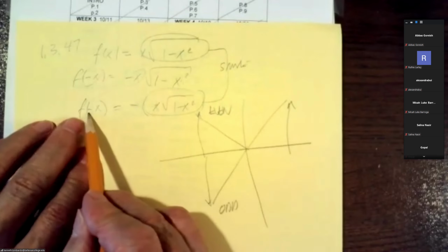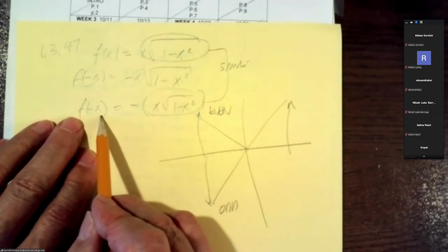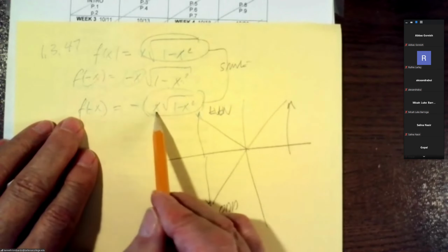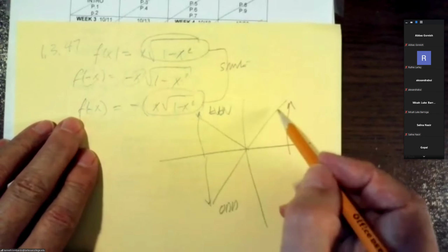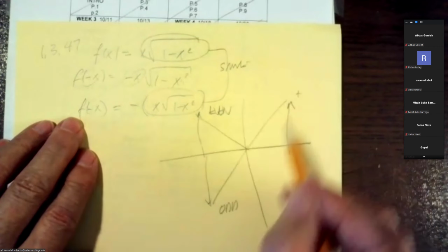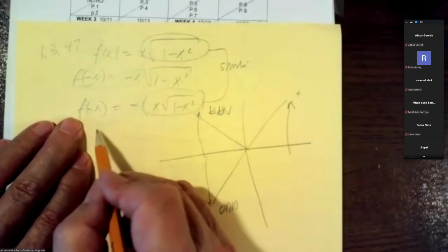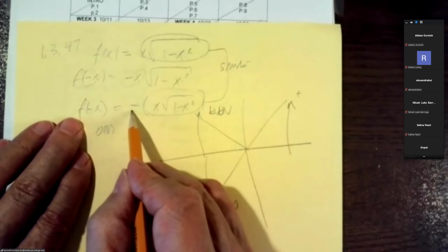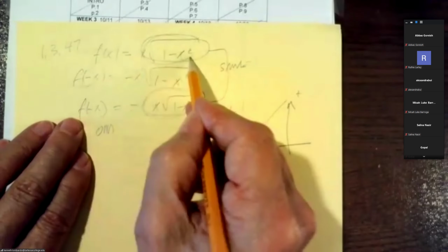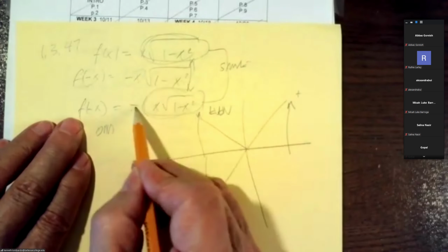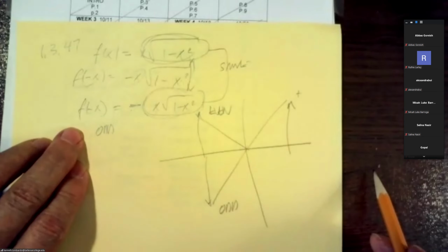So it looks like f at negative x equals the negative of x times the root. Here's the positive, here's the negative. So we're going to call this an odd function, because it's the negative of this. These two are the same, but it's negative. So we're going to call it odd.